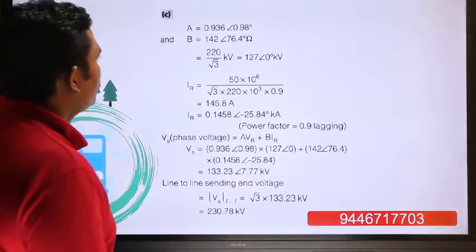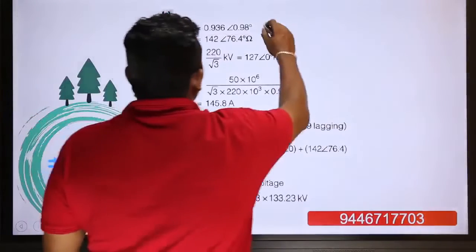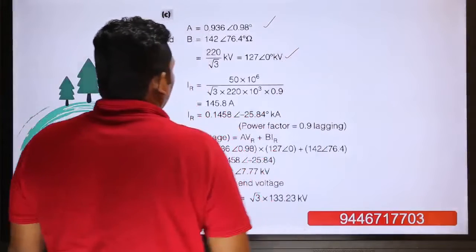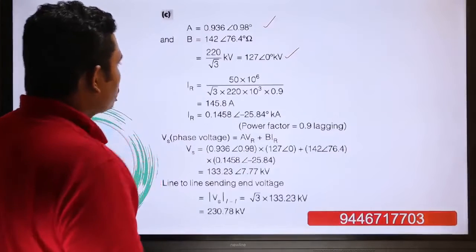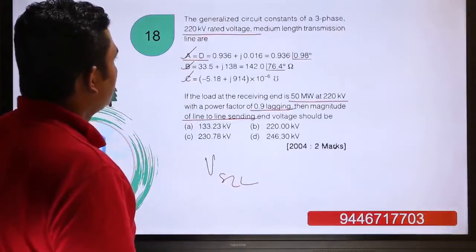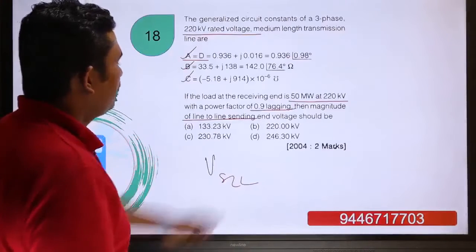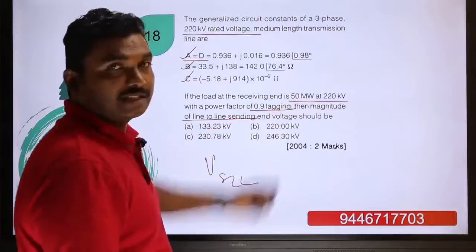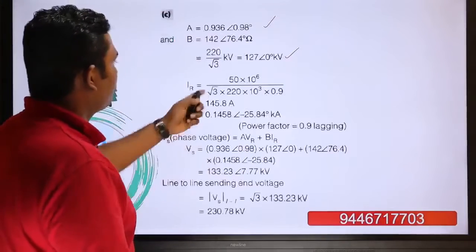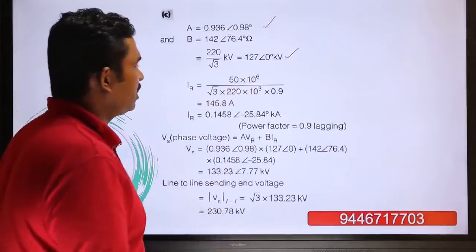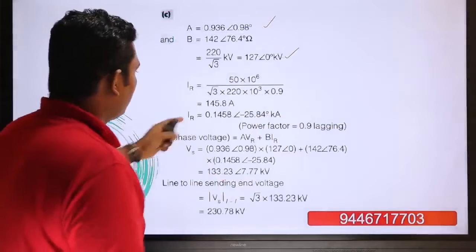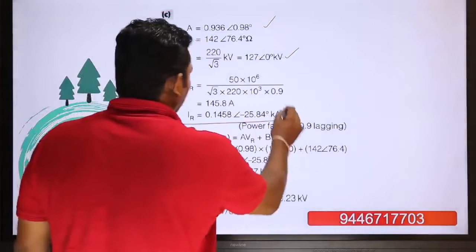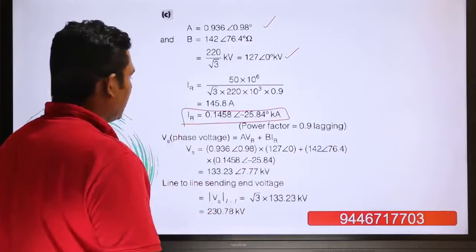The generalized constants of a 220 kV rated voltage medium length transmission line are given. So A is given, B is given, and we will have to calculate the value of I_R. So what is the value of the line current? Voltage is given and the net power is given as 50 megawatt. So 50 megawatt divided by root 3 into 220 kV into the power factor 0.9 lagging will give you the value of the current I_R.